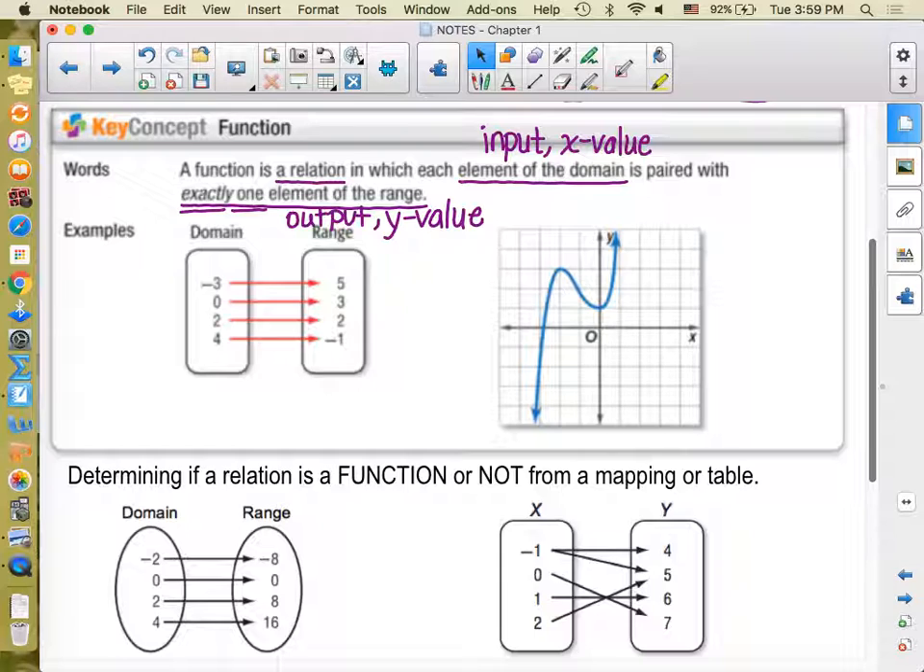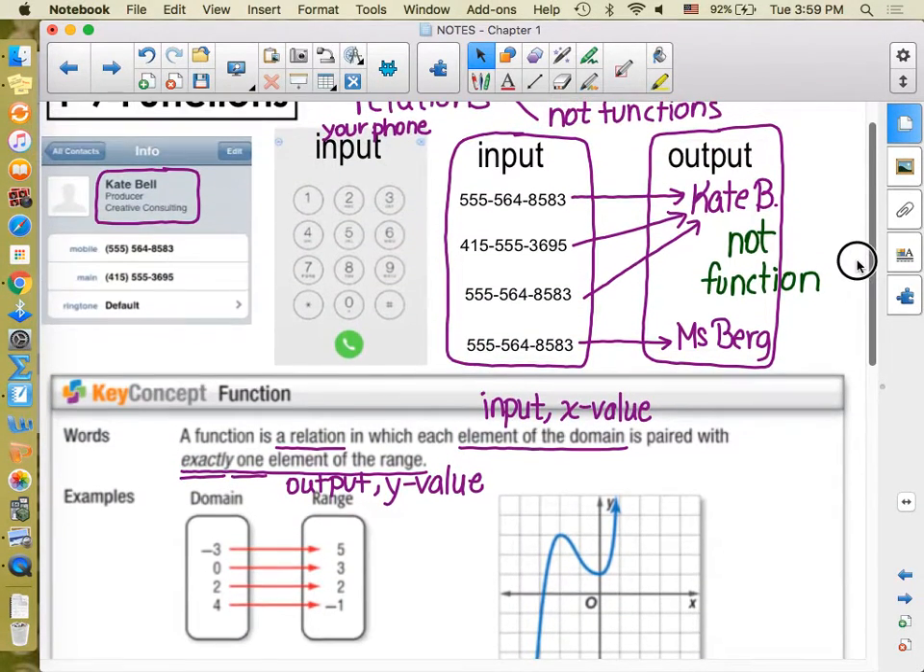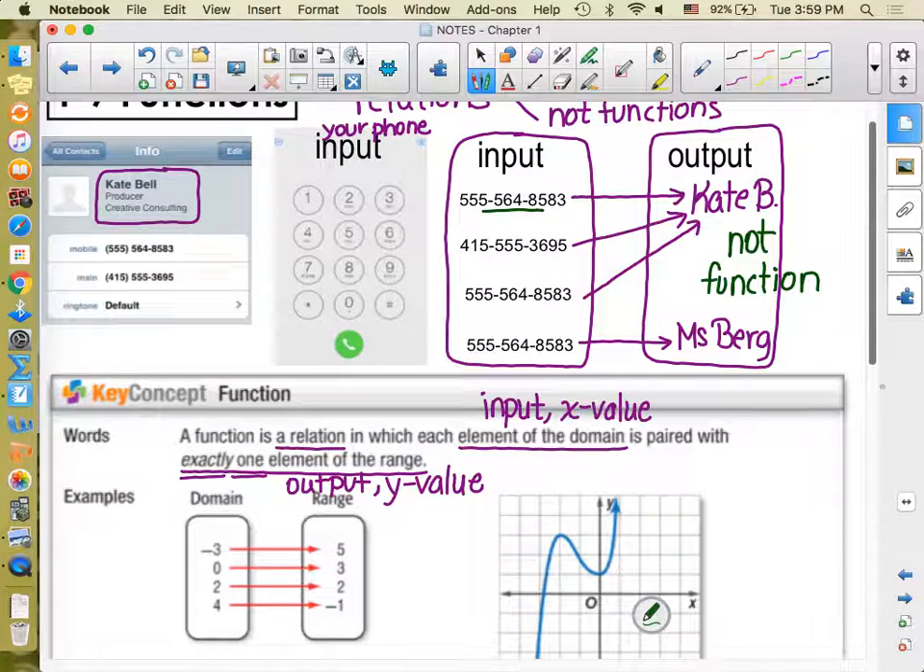A function is one of the relations where each input has exactly one output. So I'm going to go back up to our phone example. The first time we input this number, we reached Kate Bell, we had an input, and there was our output. We tried that input again, and it gave us our output again. So far it's functioning, this relationship.